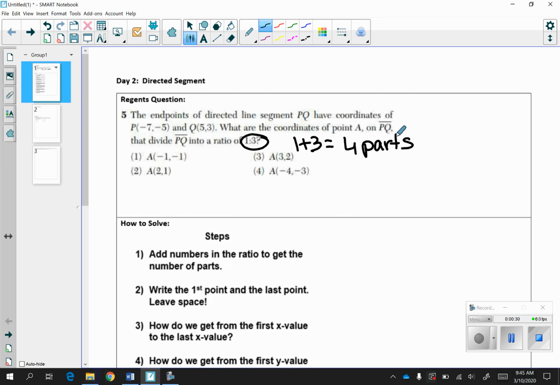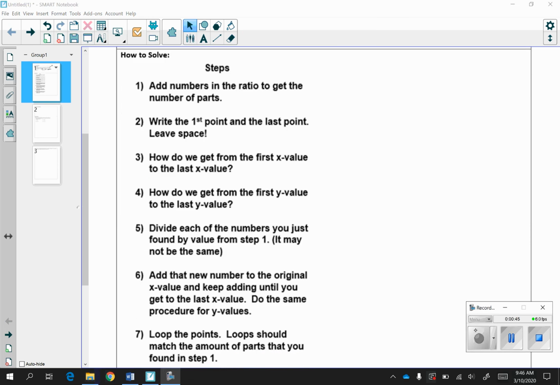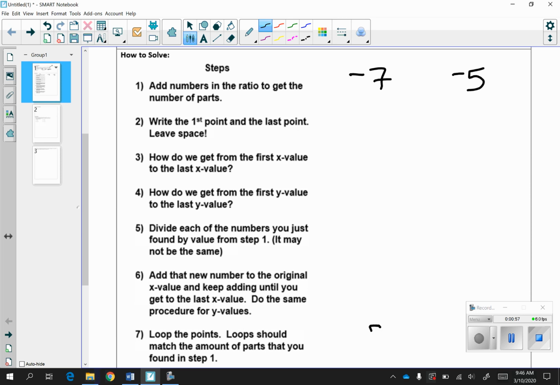The next thing we want to identify is the first point and the last point. So it says what are the coordinates of point A on PQ? So P is first and Q will be second. Since point P was the first point, I'll write that first. Its coordinates are -7, -5, and the last point will be 5, 3.